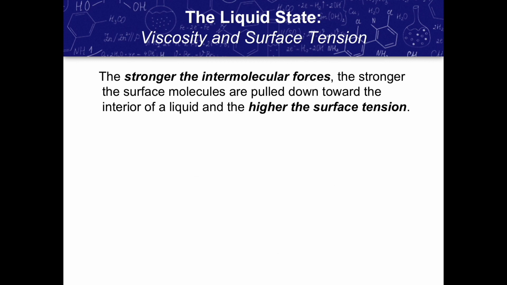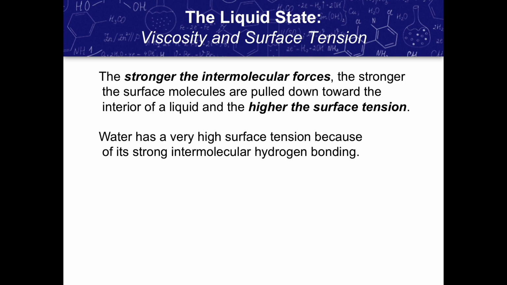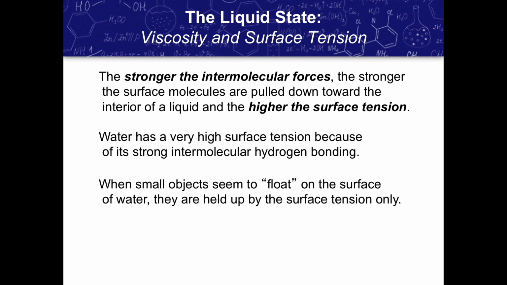We have to remember that the stronger the intermolecular forces, the stronger surface molecules are pulled down toward the interior of a liquid. Therefore, the higher the surface tension. Because water has strong intermolecular hydrogen bonding, its surface tension is high. This explains why water striders can walk across the surface and why a paper clip can float on water.